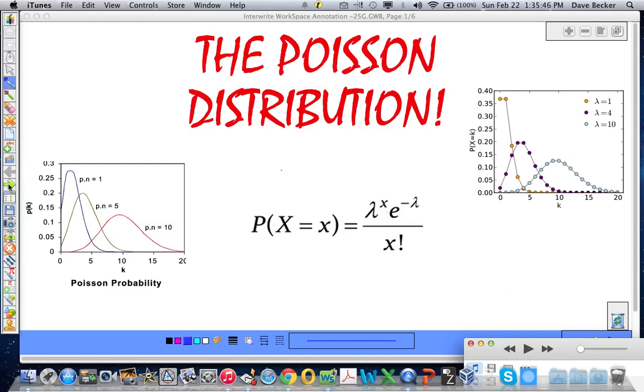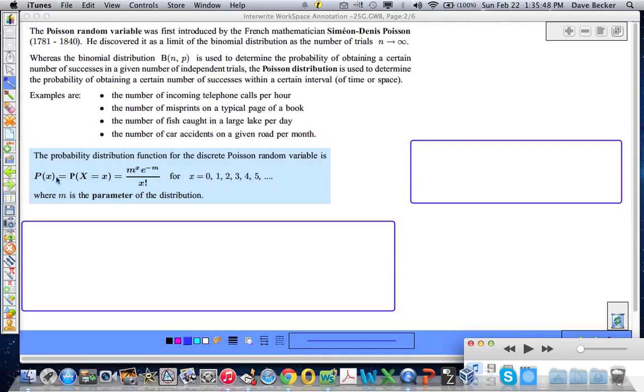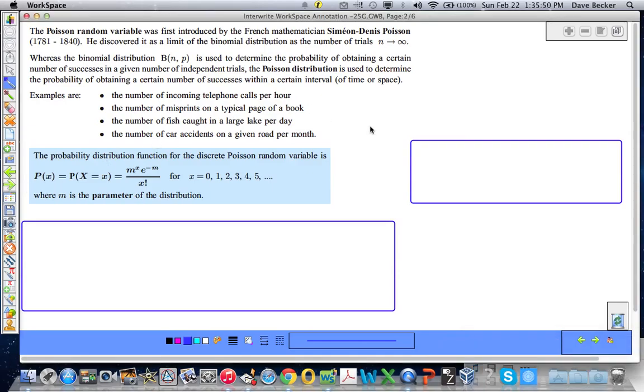Okay, so what is this Poisson? It was introduced by the French mathematician Simeon Denis Poisson. And all it is, it's the binomial distribution where the number of trials goes to infinity. In the binomial distribution, we knew the number of trials, but here we're going to have an infinite number of trials.